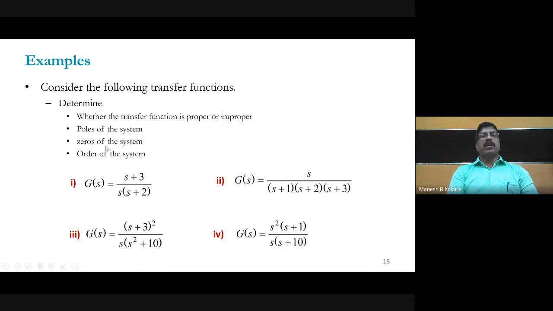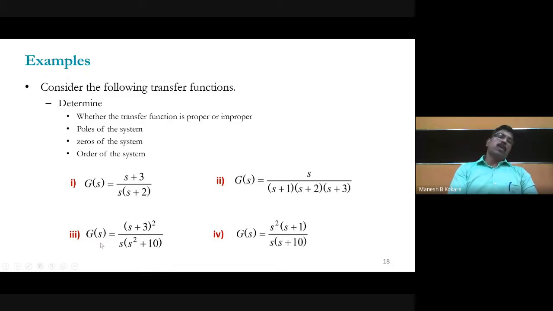Then the third question, zeros of the system. There is only one zero, located at s equal to 0, that is, at the origin. What is the order of the system? If you multiply this out, I think it will be a third order system, so the highest power of s will be 3. So this will be a third order system. I hope you have understood the second example.